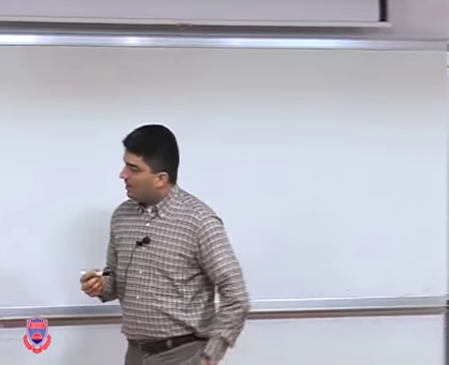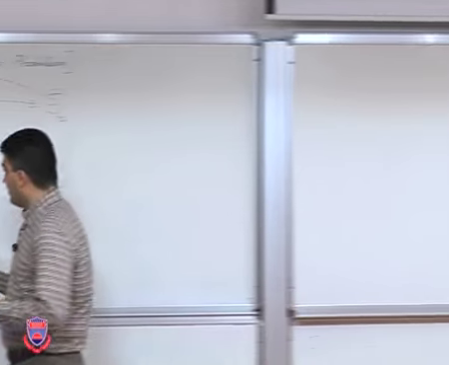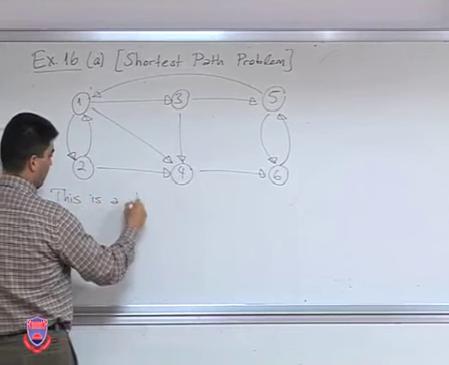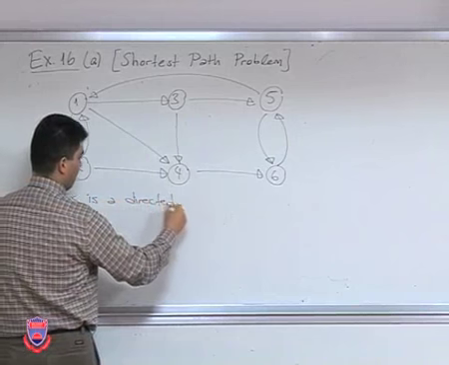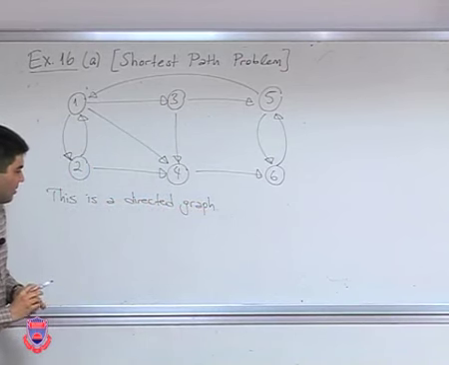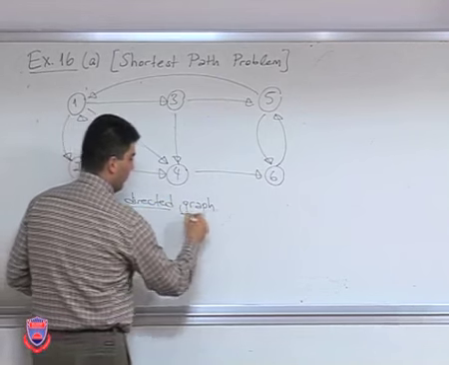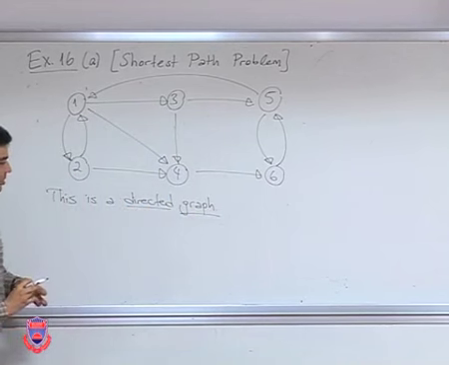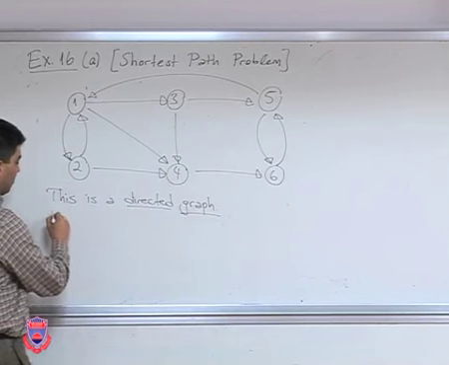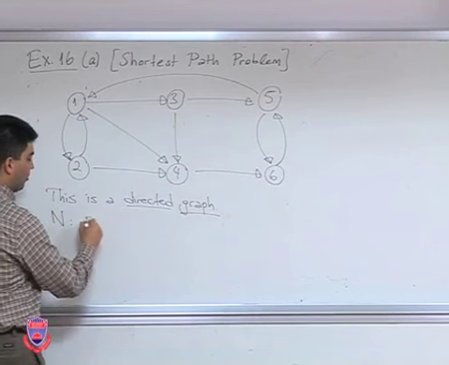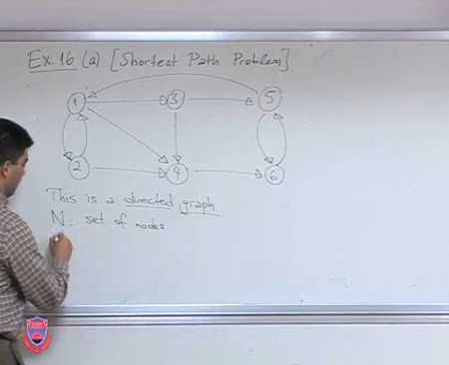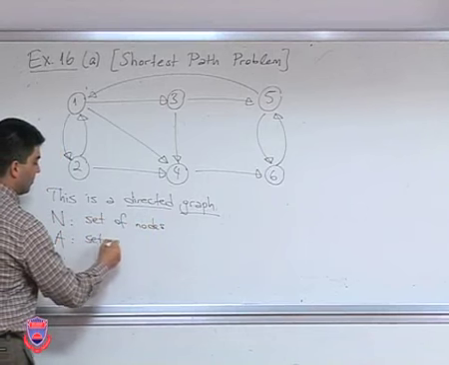So basically, this is a special figure. This is known as a directed graph. There are two words here: the word directed and the word graph. First of all, let me start by defining what a graph is. A graph has two components. N is a set of nodes, and A is a set of arcs.